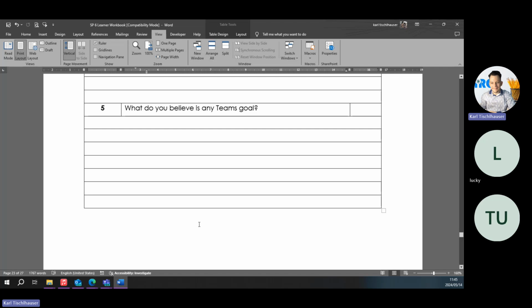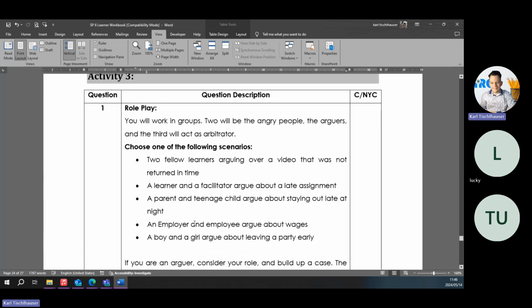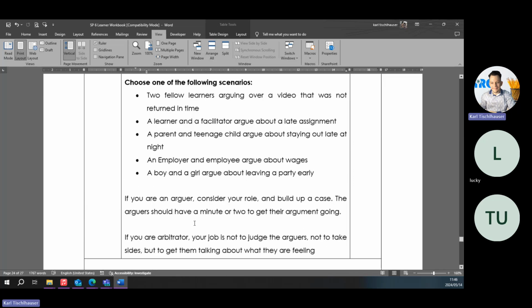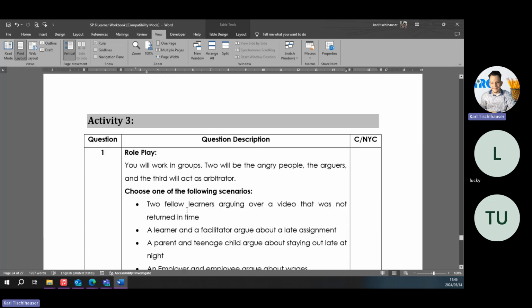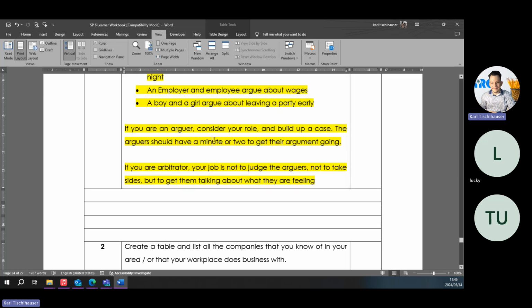Number 5 says, what do you believe is any team's goal? Remember, any team's goal is to meet an objective, to meet their goals, to obtain them, to play their part, to motivate their other teammates. That's generally the space in terms that they'd operate in. Then number three says it's a role play. So this question, I think you must just skip this one. Then I'll assist with it. This one, I'll highlight it. Because we're not going to do a role play.